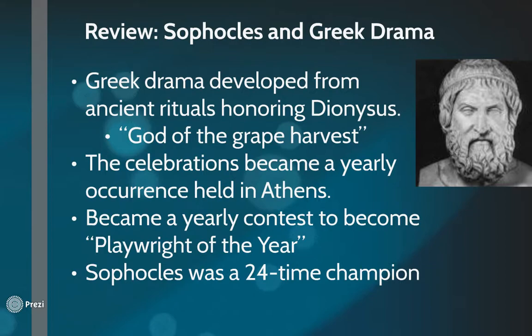plays kind of start with the ancient Greeks, there are 3 ancient ones that most people think of, or we only have plays from 3 of them. And so the fact that we do have 7 from Sophocles is still a pretty big deal.